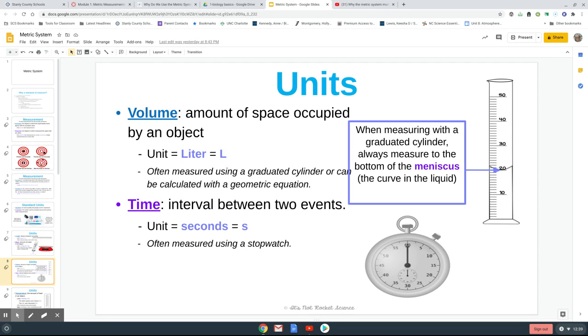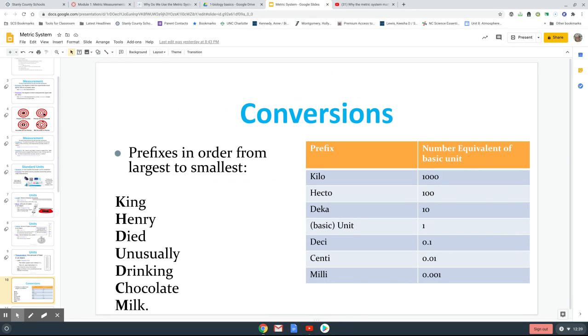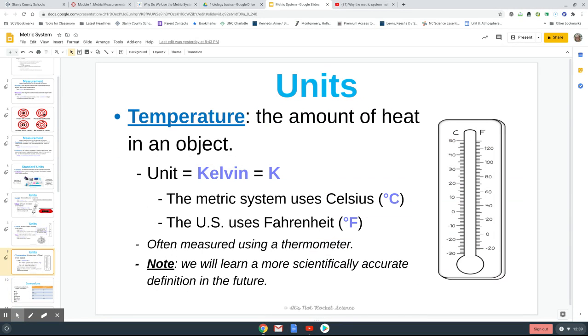Time is seconds, the main unit or base unit. And then temperature is actually Kelvin, but we do not measure Kelvin in what we do. We use Celsius. So Kelvin is what scientists may use, but Celsius is what is available sort of for the average person.